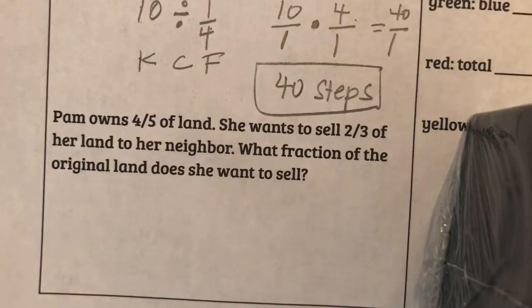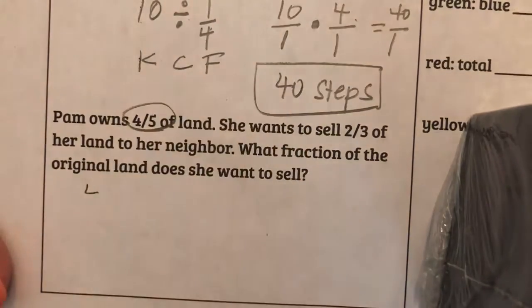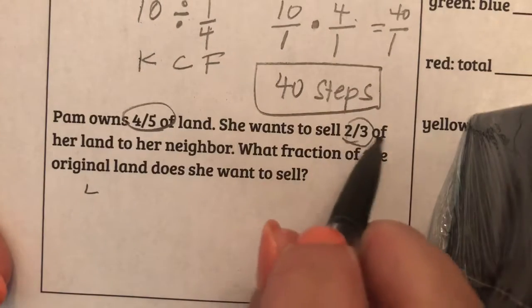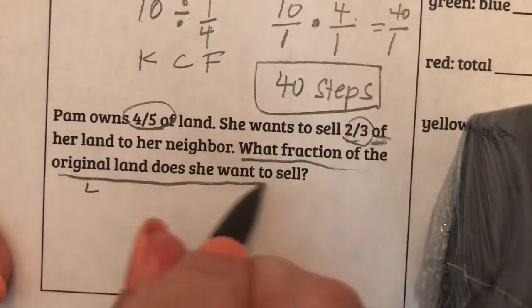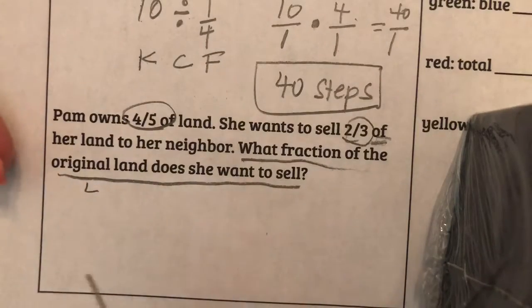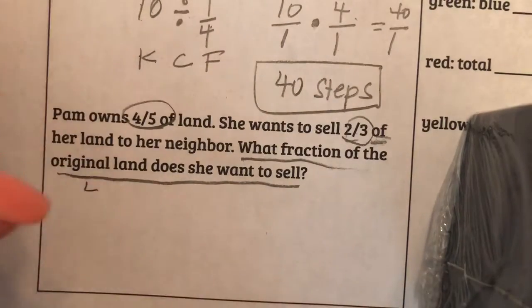Okay? Pam owns 4/5 of land, and that's probably supposed to be 4/5 of an acre, but we're just going to say she owns 4/5 of land. So she owns 4/5 of land. She wants to sell 2/3 of her land to her neighbor. What fraction of the original land does she want to sell? So I'm looking for what is 2/3 of 4/5.